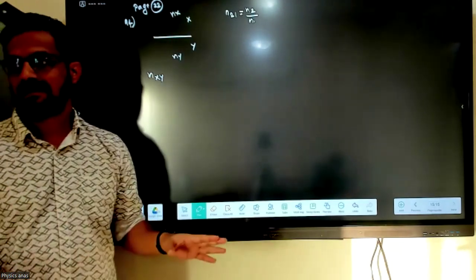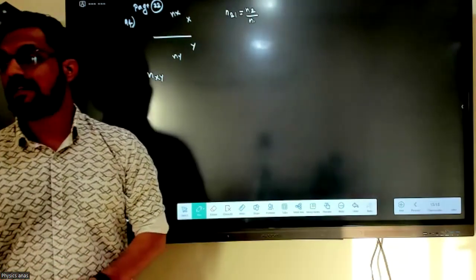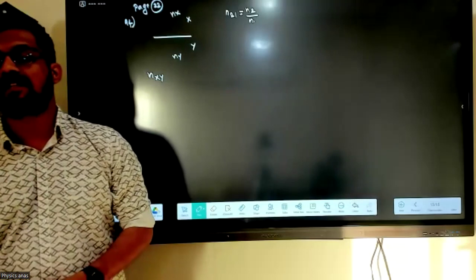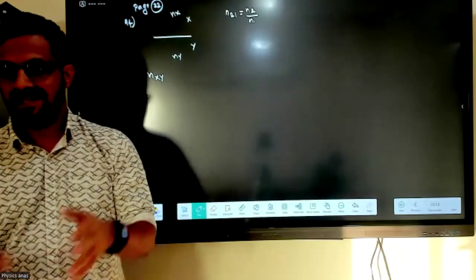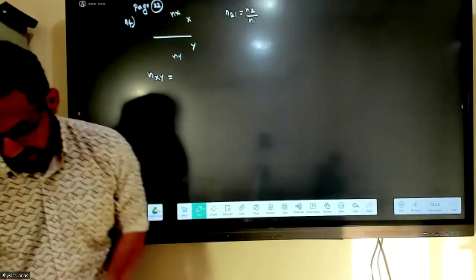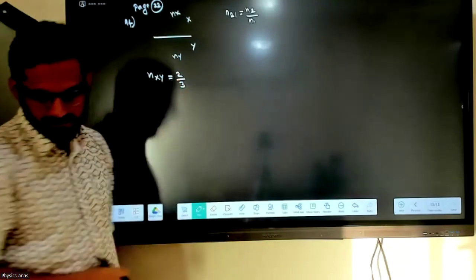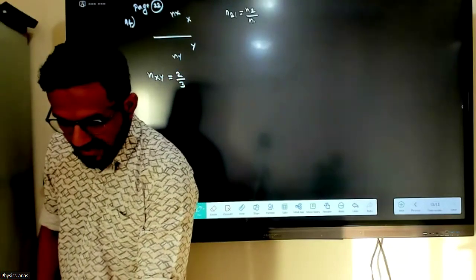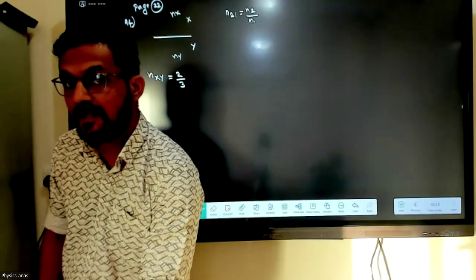That's NXY. If they are saying refractive index of medium Y with respect to medium X, what will that be? It will be Ny by X. And it is given in the question, what is the value? 2 by 3. Okay. Now, the refractive index of medium Y with respect to medium Z is 4 by 3.